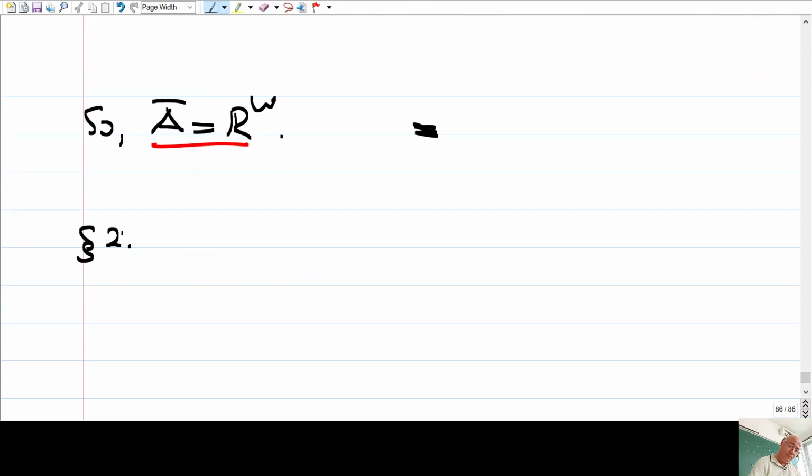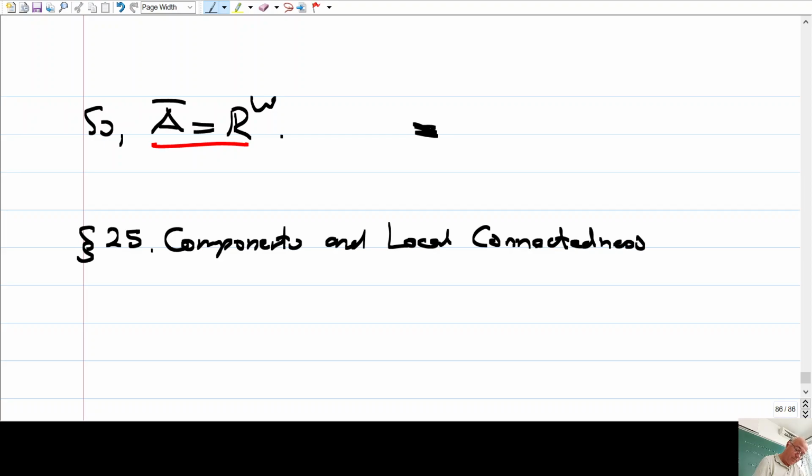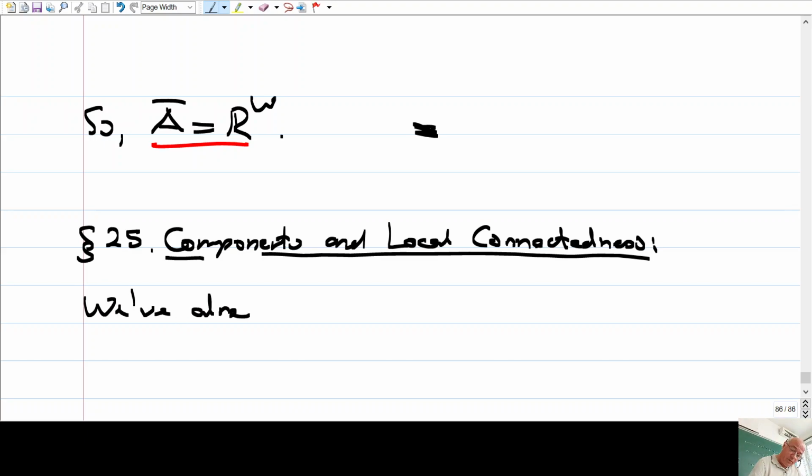Section 25, sorry. Components and local connectedness. We already talked about components, right? We have already studied components, topological components. Well, connected components.